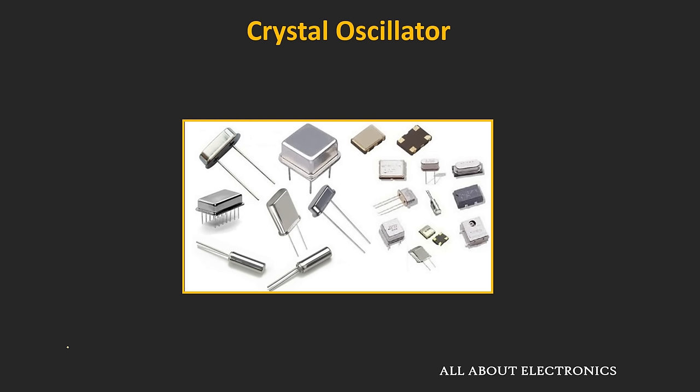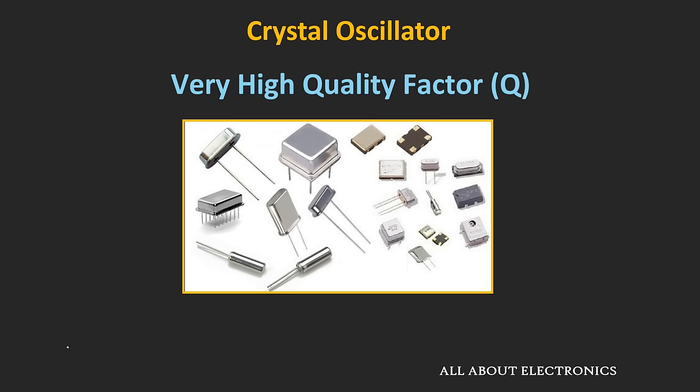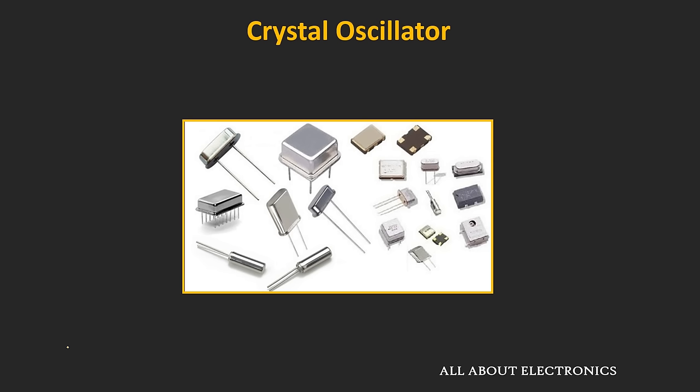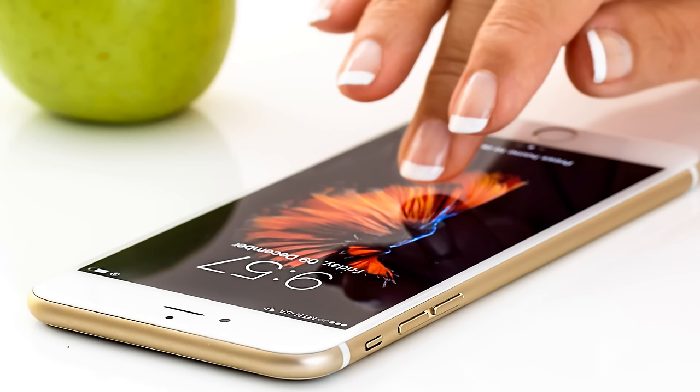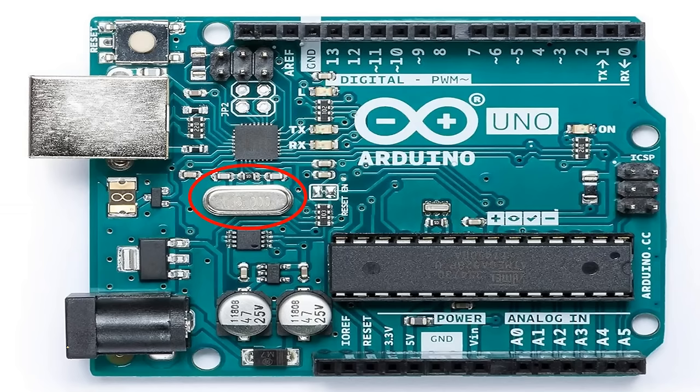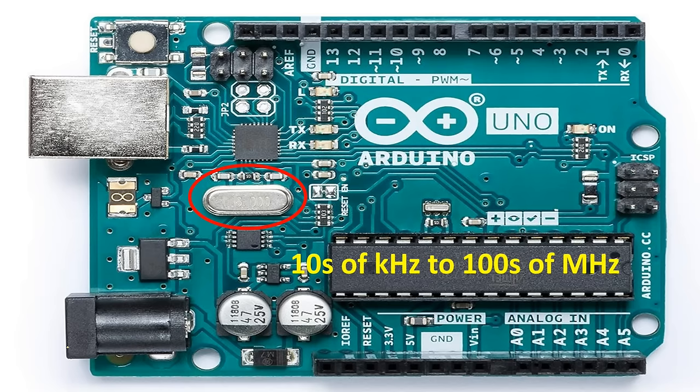Not only does the crystal provide a very high level of stability, it also provides good selectivity, because the crystals used in this oscillator have a very high quality factor, typically something like 10,000 to 20,000, and some crystals have an even higher quality factor. Because of these desirable properties, crystal oscillators are used in radio and telecommunications, and they are part of many digital circuits. They are used in smartphones and desktop computers for generating a stable clock frequency. Similarly, they are an essential part of microcontrollers for generating the clock signal. This crystal can generate stable frequencies from hundreds of kilohertz to even hundreds of megahertz.